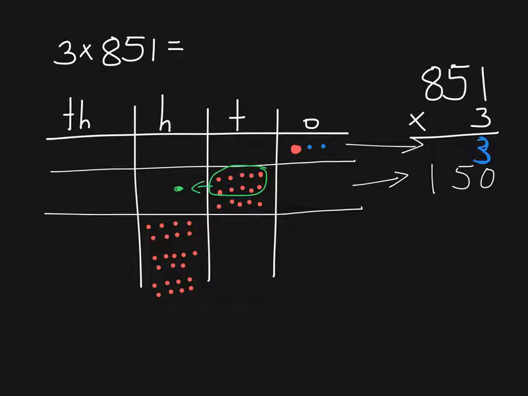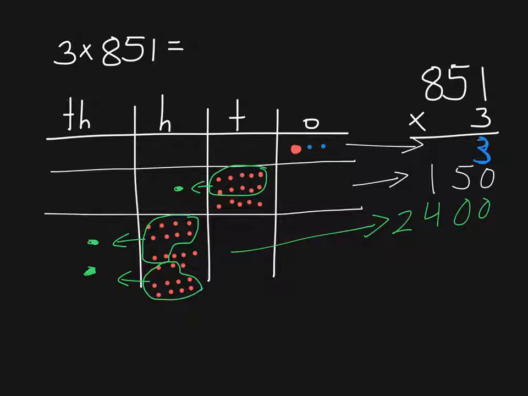Well, 3 times 8 is 24. So I can bundle 10 of these together. 8, 9, 10. And that becomes 1,000. And I can bundle 10 more of these together. And that becomes 1,000. And I'm left with these 400s right here. But I can't forget about that 100 that I also have. So my 800s multiplied by 3 ends up becoming 2,400. So that number is for multiplying my hundreds.